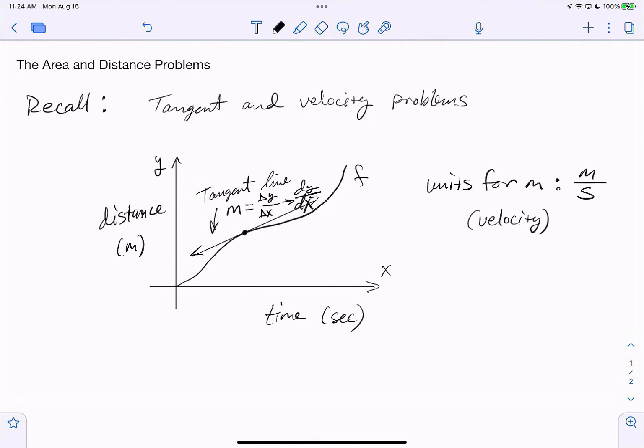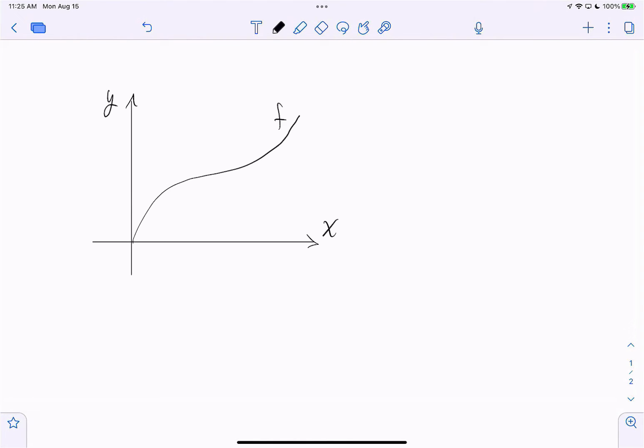Something similar is going to happen now, except it's vastly different. Suppose I have a function that represents velocity now. So this is a different situation. Let's say the input is time, again in seconds, and the output is velocity, say in meters per second. Then we could find a derivative, and that would give us a tangent line, and the slope of the tangent line would be in meters per second squared, so acceleration. But I want to do something completely different now, so I'm actually going to get rid of all of that.